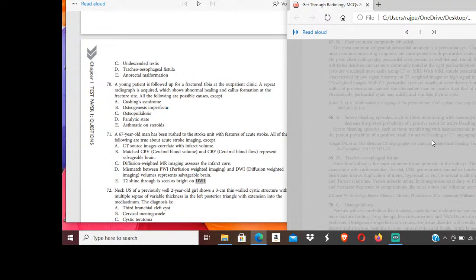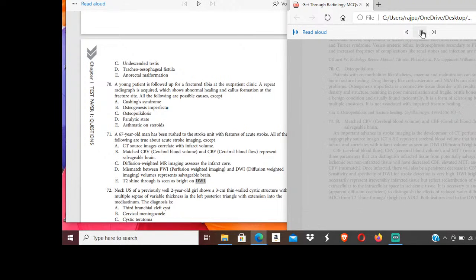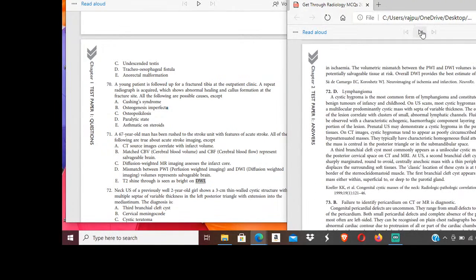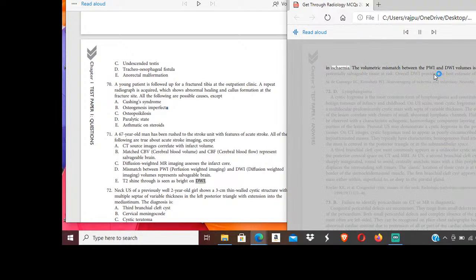Chapter 2. Test. In ischemia, the volumetric mismatch between the PWI and DWI volumes is a marker of potentially salvageable tissue at risk. Overall, DWI provides the best estimate of infarcted core.